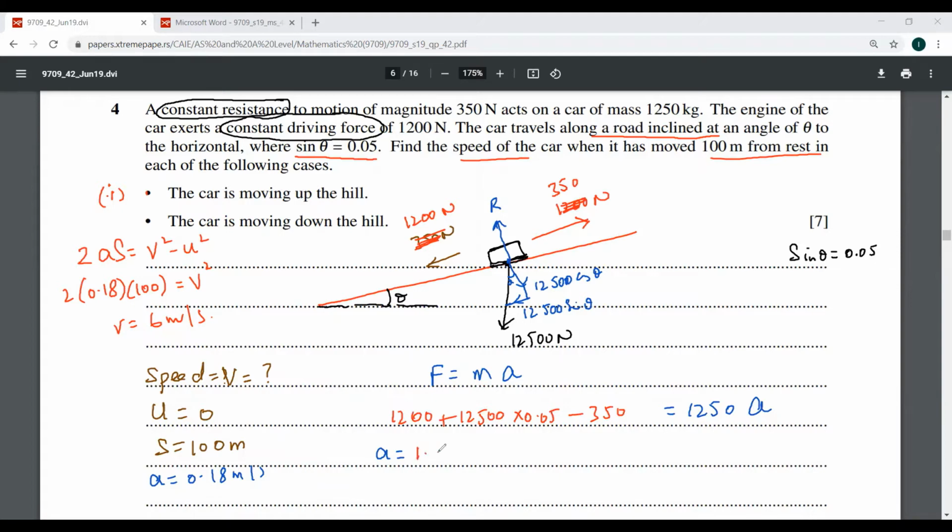1.18. You see, acceleration has increased because it's moving down. So you put that acceleration here. Now the acceleration is going to be 1.18 meter per second square. So you put it here, 1.18 here. So what is the speed now? 15.3. This is 15.3, okay? So the new speed is going to be 15.3 meters per second. So we have managed to complete.